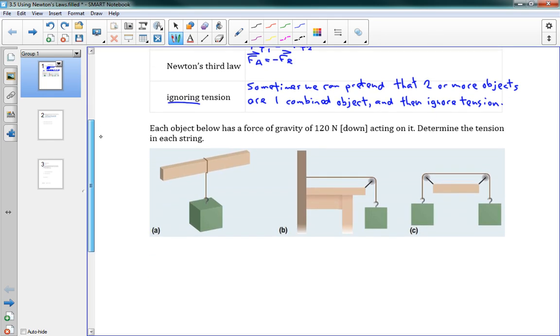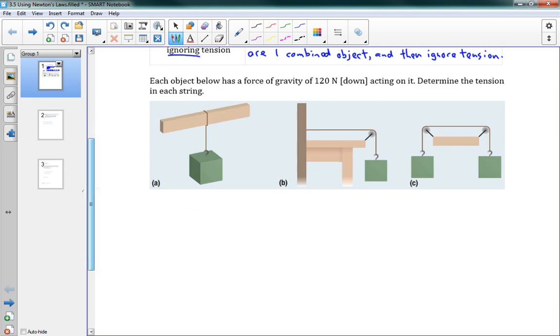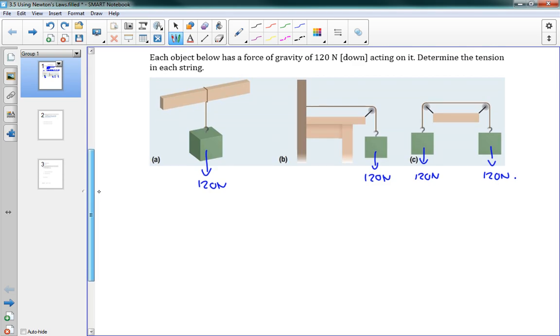Okay, before we do that, let's take a look at this question here. It says, each object below has a force of gravity of 120 newtons down, acting on it. Determine the tension in each string. So that means here we have 120 newtons. Here we have 120 newtons. Here 120, and here 120.